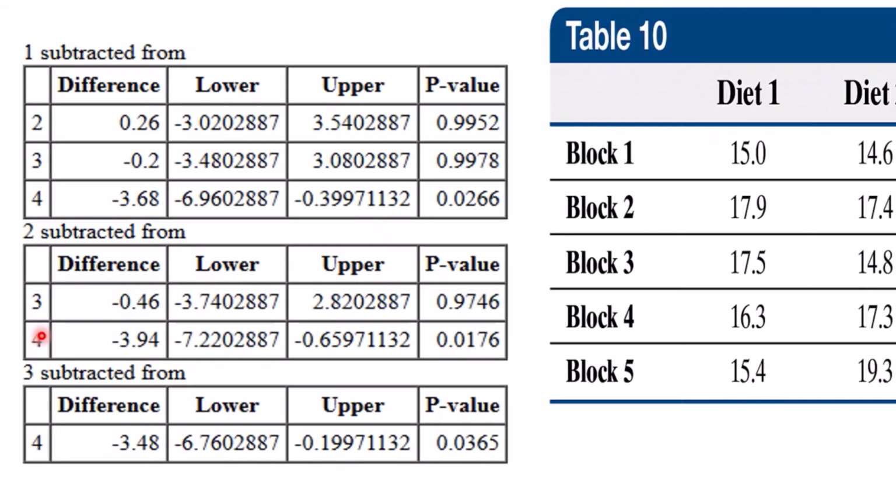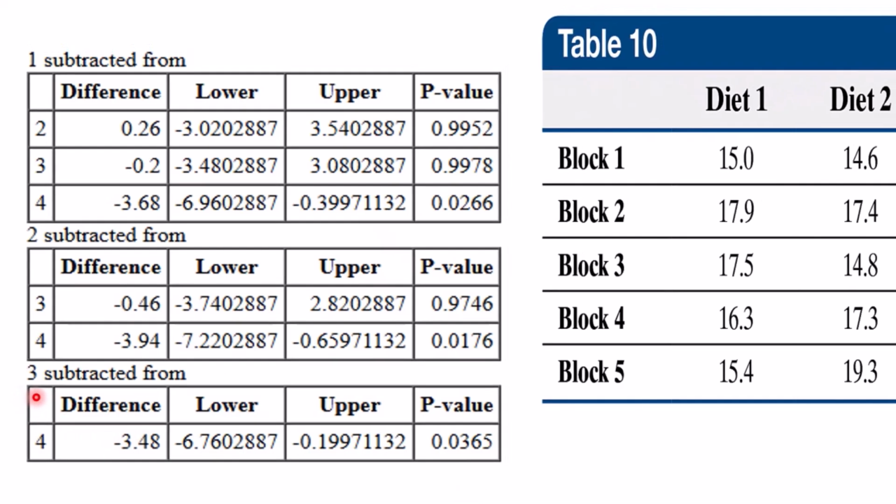Let's look at 3 and 4, the confidence intervals of 3 and 4. They have minus for both ends of the interval. Therefore, there is a difference between 3 and 4. Look at the p-value at 0.0365, which is less than 0.05, the alpha value. So we can conclude that there is a difference between diet 3 and diet 4.